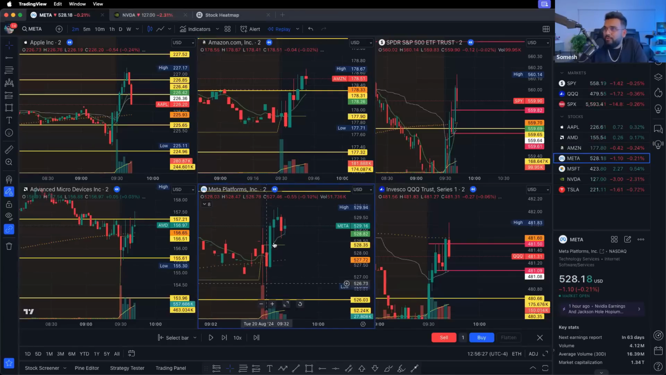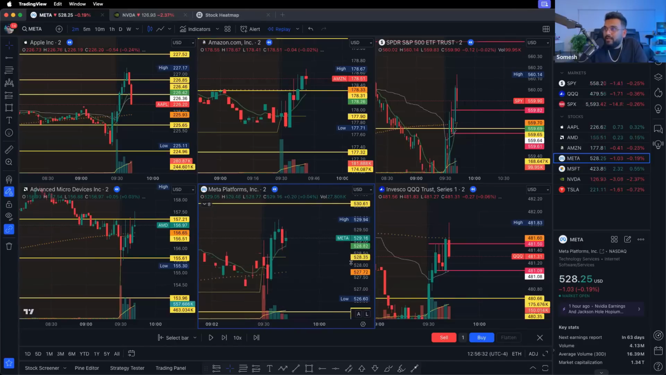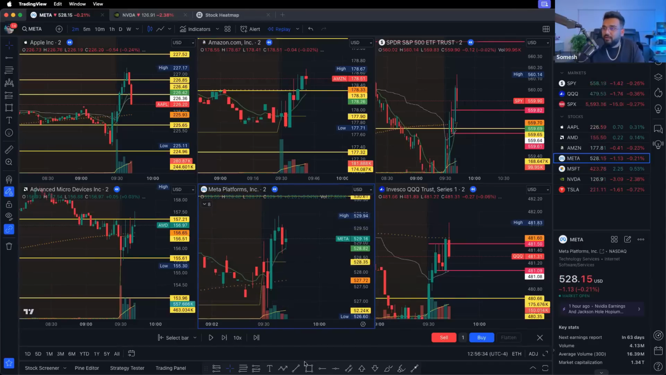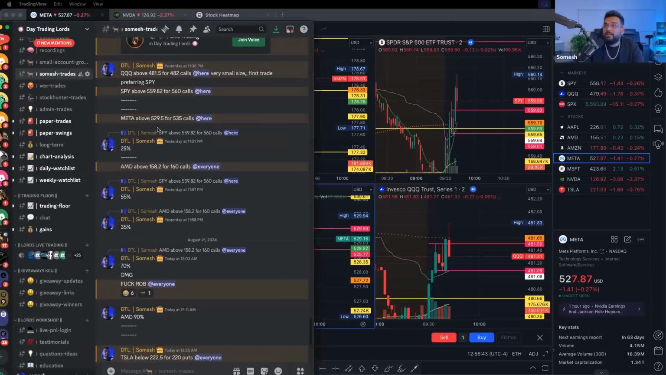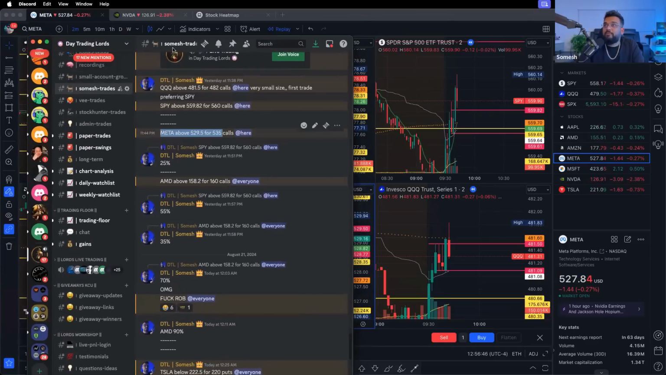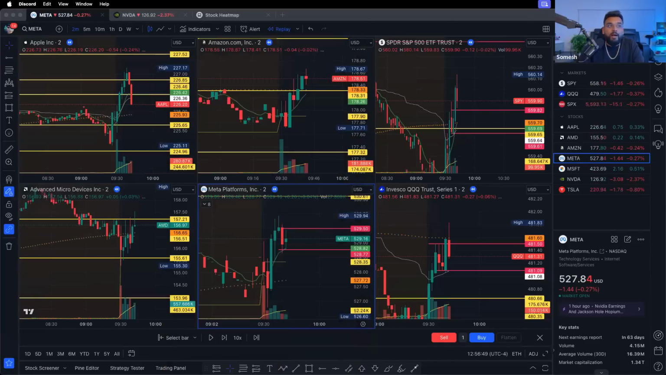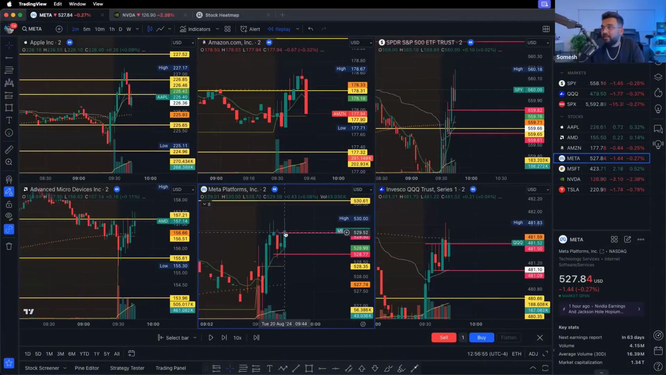Meta made a decent move, like right here, started making a pullback, and is contained within the previous candle, right? So I'm like, okay, I'll go long if it breaks above 529.5. And when I say I did it, look at this: Meta above 529.5 for 535 calls. I did this. While I'm still in SPY, sweet, Meta, I entered right here. The moment it broke, I entered.